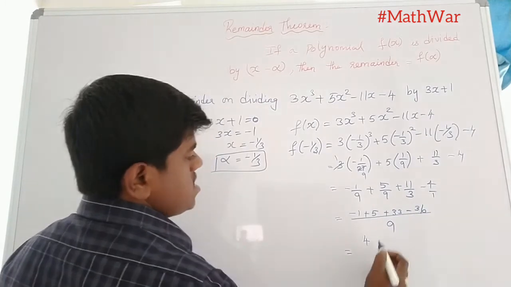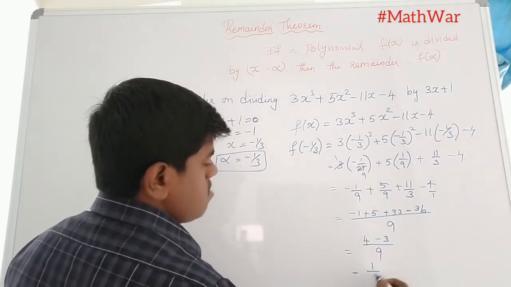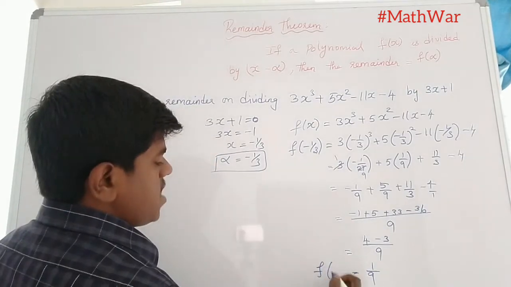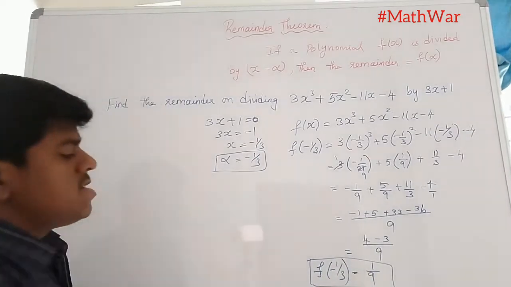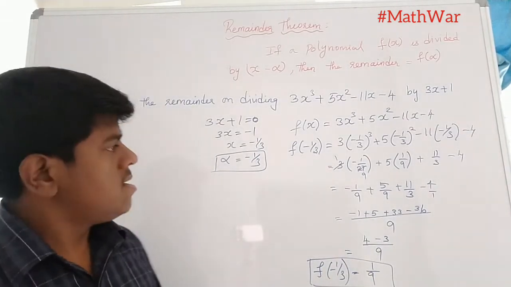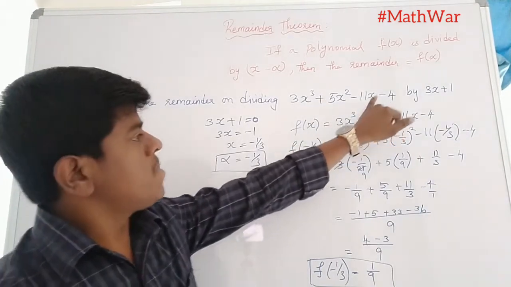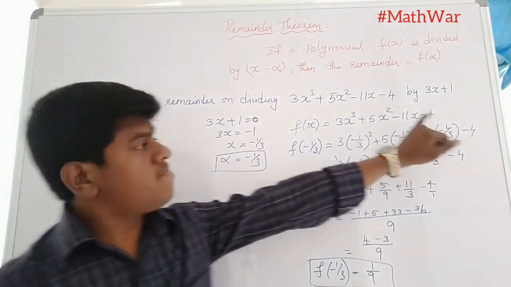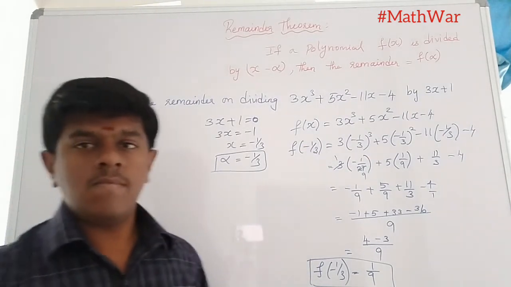Here 33 minus 36 is minus 3 by 9, that is equal to 1 by 9. So f of minus 1 by 3 is equal to 1 by 9. That means the remainder is 1 by 9. When we divide 3x cube plus 5x square minus 11x minus 4 by 3x plus 1, we will get the remainder as 1 by 9.